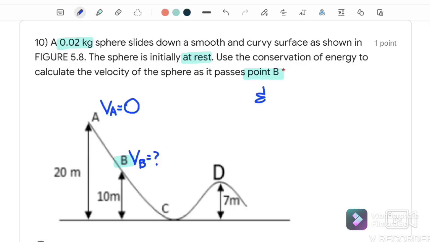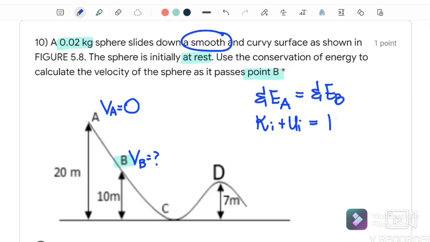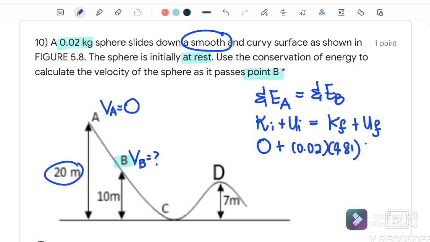So we can use conservation of energy, where total energy at point A must equal the total energy at point B. Since this is a smooth surface, there is no work done to overcome friction. So we only need to consider kinetic energy initial plus potential energy initial equals to K final plus U final. Initially, because V is 0, there is no kinetic energy. And potential energy is mgh. M is 0.02, g is 9.81, and at point A the height is 20 meter.